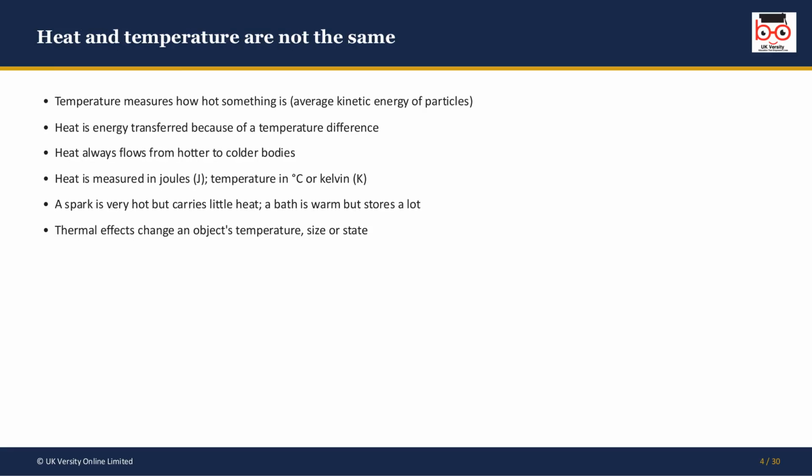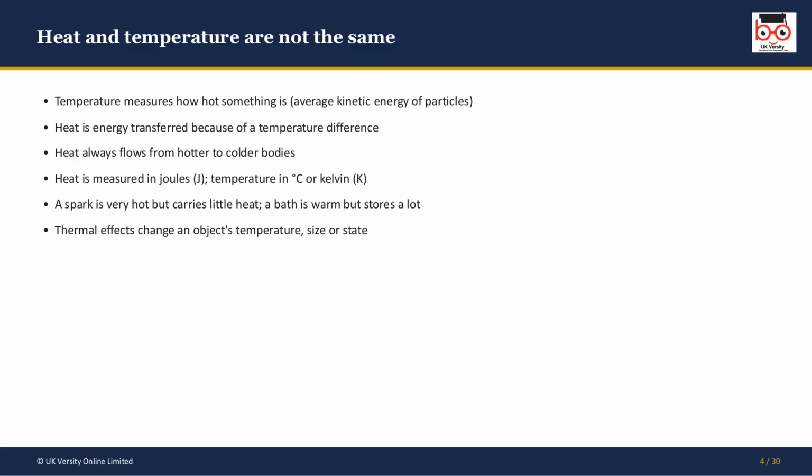Let's clear up a common confusion straight away. Heat and temperature are not the same thing. Temperature tells you how hot something is. Really, it's the average kinetic energy of the particles. Heat, on the other hand, is energy on the move, flowing because of a temperature difference, and it always travels from hotter to colder. We measure heat in joules, but temperature in degrees Celsius or in Kelvin.